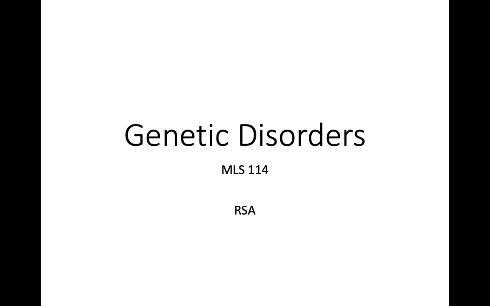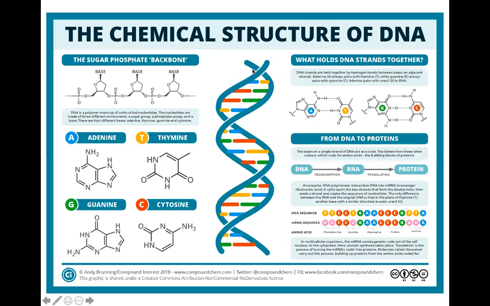Alright? Before we discuss genetic disorders, let me first review the structure of the DNA, or the chemical structure of DNA. Remember that your DNA is a double helix, no? It is a polymer made up of your nucleotides. Itong backbone natin, itong teal colored, is your sugar phosphate backbone, while itong mga sa gitna dito na colored, these are your nitrogenous bases. Remember that the nitrogenous bases are complementary. Ibig sabihin, they come in pair.